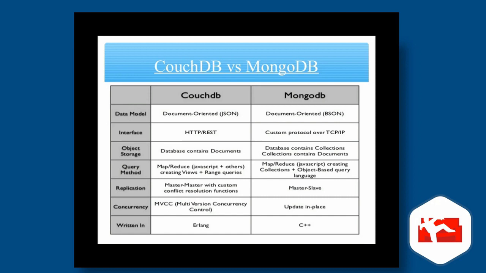CouchDB is implemented with a concurrency-friendly language, that is Erlang, while MongoDB is designed with C++, that is object-oriented and procedural as well.